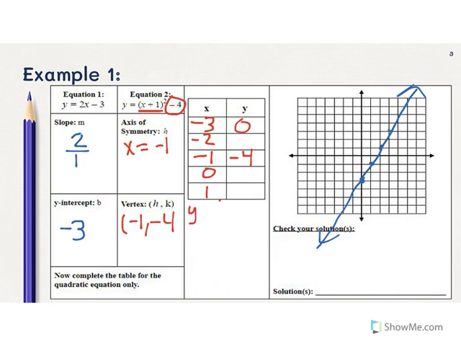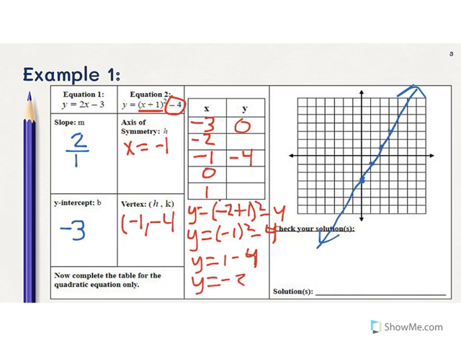So now I'm going to plug in the negative 2 for x. So negative 2 plus 1 squared minus 4. I have y equals negative 2 plus 1 is negative 1, squared. Negative 1 squared is going to be 1, minus 4. And then I get y equals negative 3.